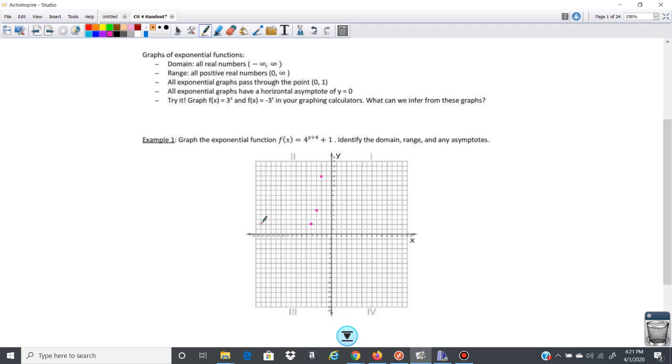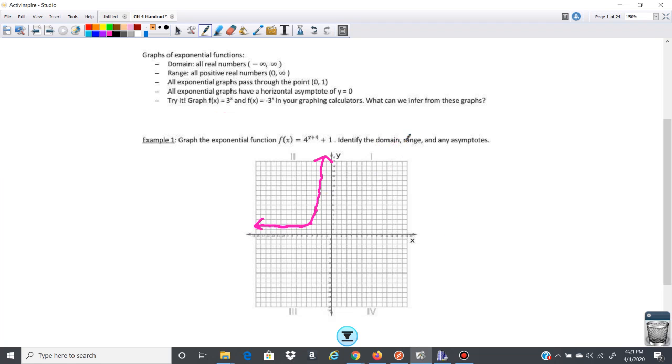Okay, but basically this graph is going like this. So we're getting, I really cannot draw on this that good. So we're getting close to that negative 1 line, or positive 1, and then we're just going up and up and up and up like that. Okay, so what can we infer here?